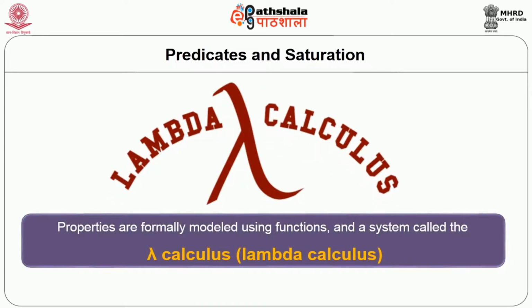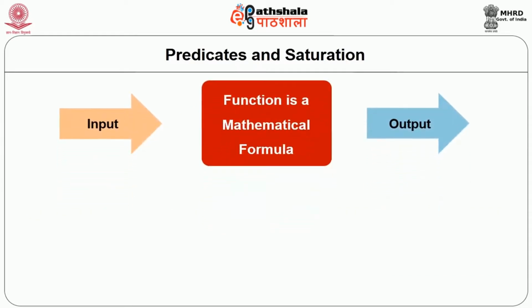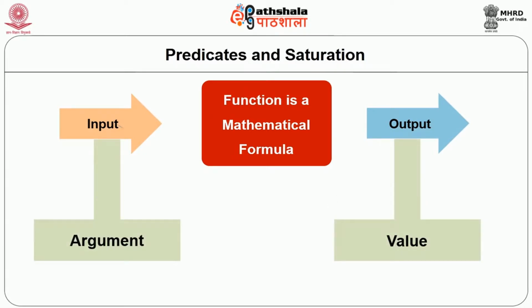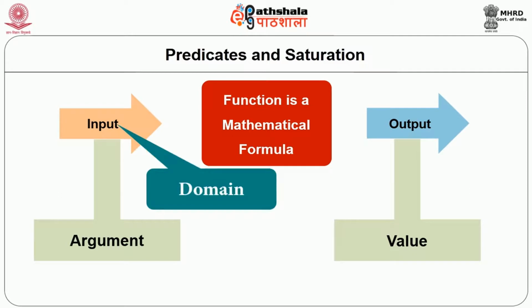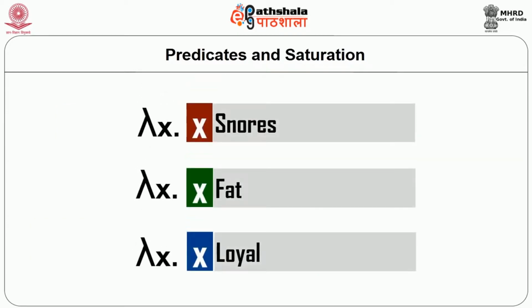Properties are formally modeled using functions, and the system to do that is called the lambda calculus. A function is a mathematical formula which takes an input and delivers an output. The input is known as the argument, and the output is known as the value. The set of possible inputs for the function is its domain, and the possible outputs its range. The lambda calculus is a compact and nice way of expressing functions.